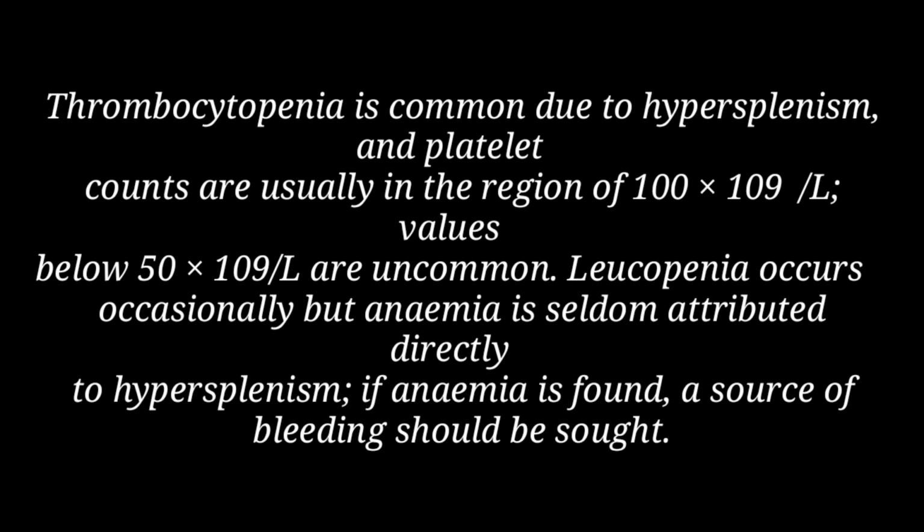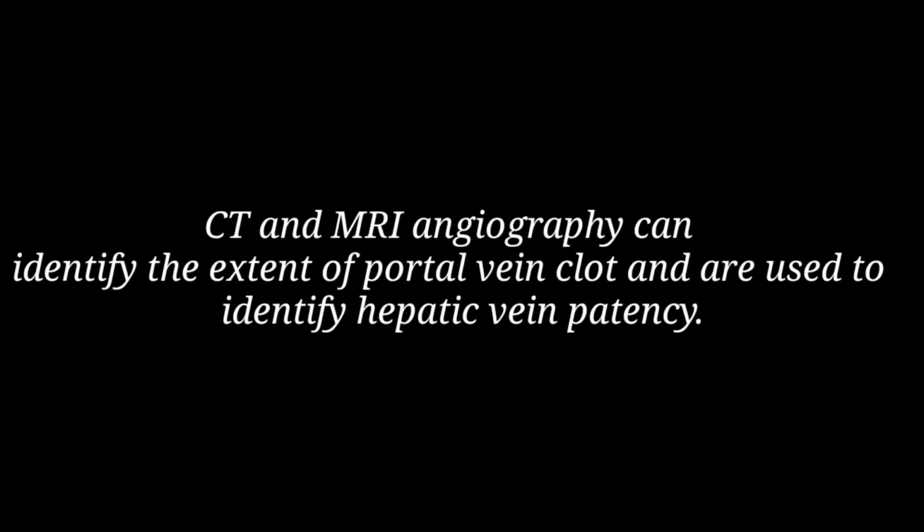Thrombocytopenia is common due to hypersplenism. Leukopenia occurs occasionally, but anemia is seldom attributed directly to hypersplenism. If anemia is found, sources of bleeding should be sought. CT and MRI angiography can identify the extent of portal vein clot and are used to identify hepatic vein patency.